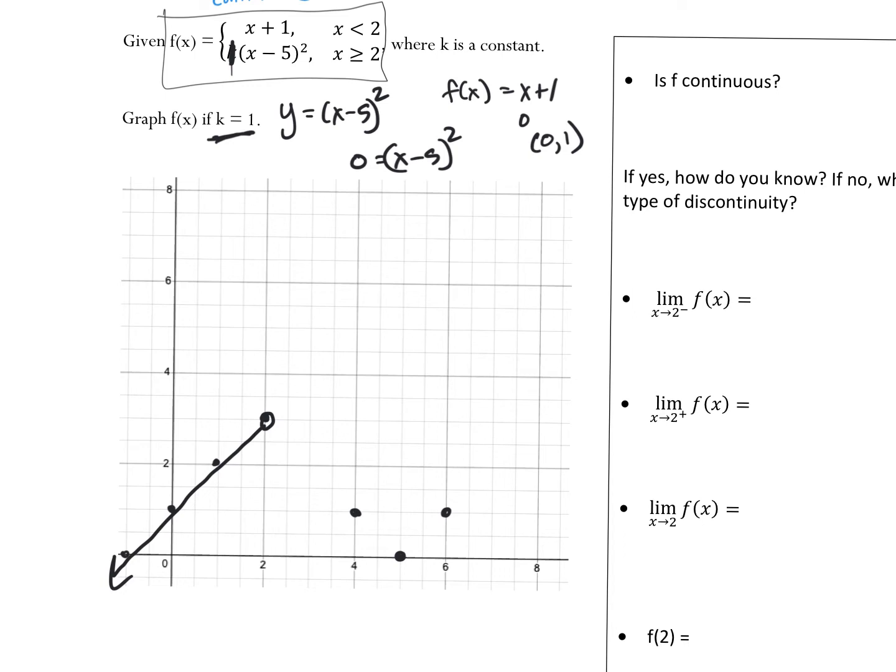So (2, 9) is like way up here. And then (3, 4), and so on. Oh boy, that looked terrible.